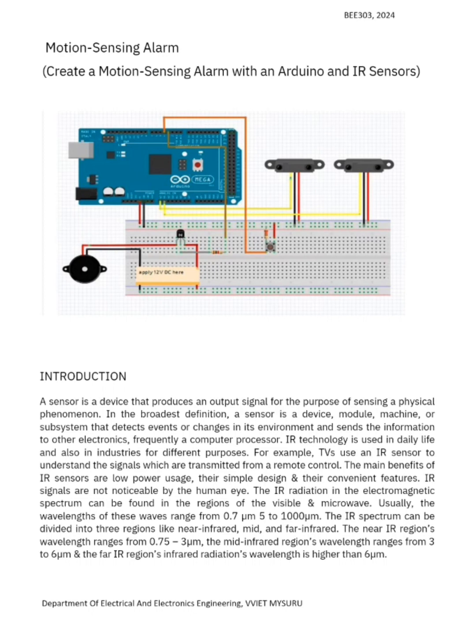IR technology is used in daily life and also in industries for different purposes. For example, TVs use an IR sensor to understand the signals which are transmitted from a remote control. Usually, the wavelength of this wave ranges from 0.7 nanometer to 1000 nanometer.